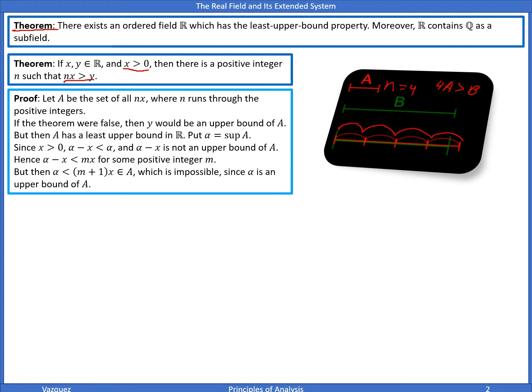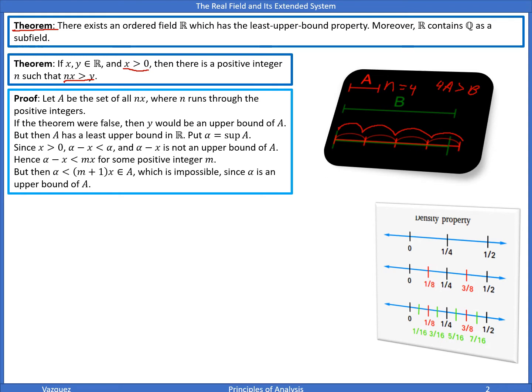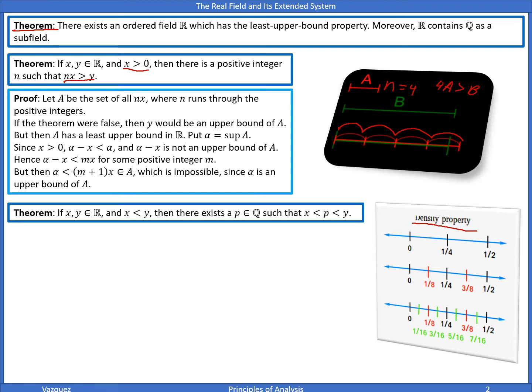Okay, and we go now to the next theorem. And before I even present it, I just want to bring up, it's cut off here, but it's the density property. And as you can imagine, between any two real numbers, there is a rational number, right? So if x and y are reals, and x is less than y, then there exists a p, which is rational, such that p is between x and y.